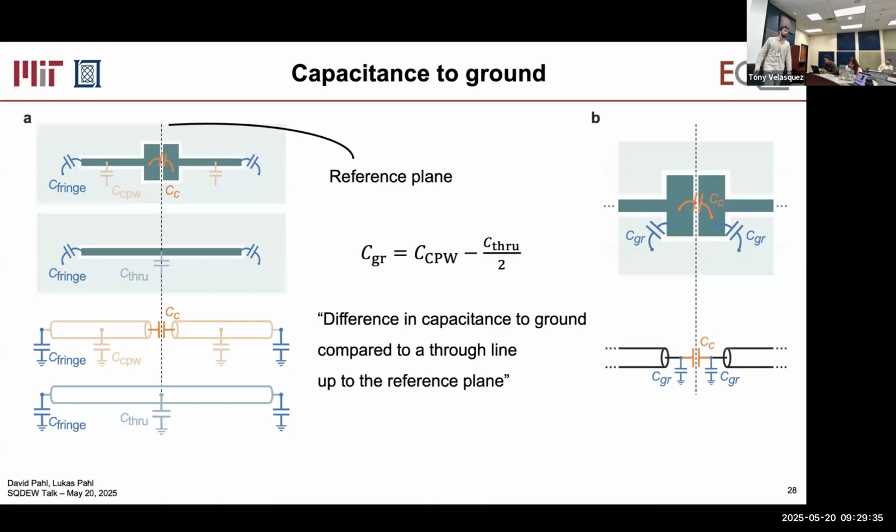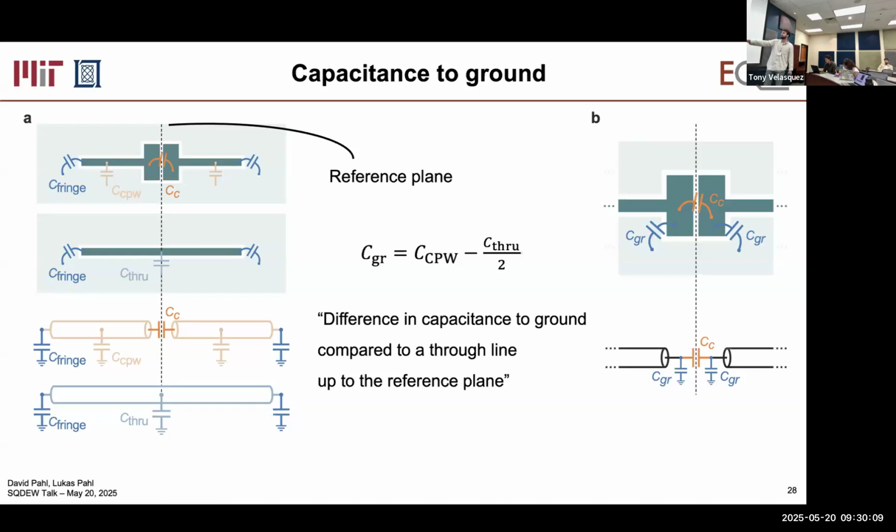So intuitively, you expect CCPW to be larger than C-through over two because of the extra pad that gives you more. Exactly. And that correction is quantified here. That's how much more capacitance to ground this shape gives compared to a CPW that goes all the way up to the reference plane, right? And if you take the capacitance of C-through total here divided by 2, that counts the capacitance of this thing up to the reference plane, right?